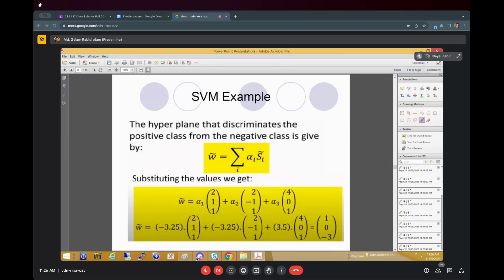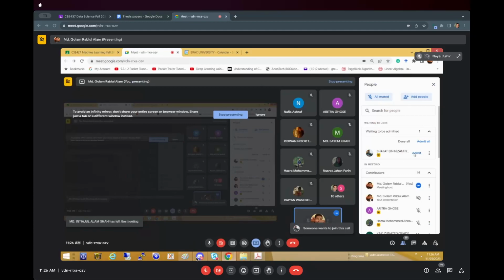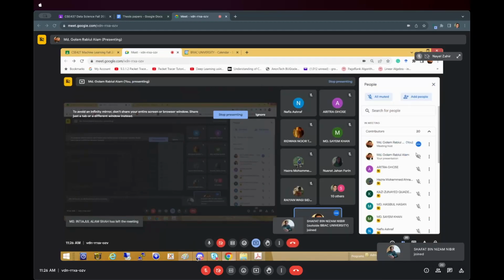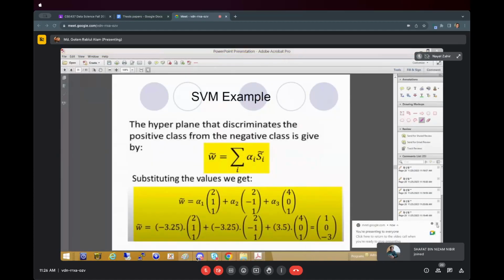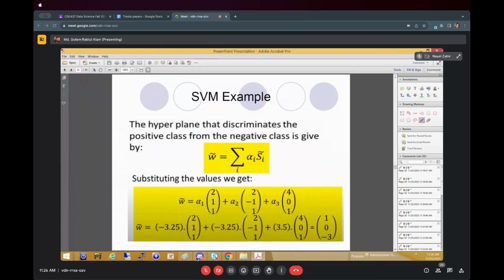And we can see here W tilde equals summation of alpha i and Si. Now we can put the values of alpha 1 and S1, then alpha 2 and S2, and alpha 3 and S3 also. And then if we put those values of alpha 1, alpha 2 and alpha 3, we will finally get this equation.